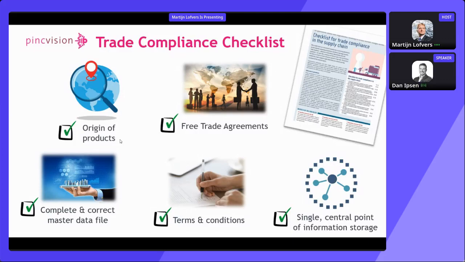If we jump one over to the right, for the free trade agreements, the statement in the checklist would read, we have online access to the latest free trade agreements at all times and make maximum use of the information. So again, this is a way of optimizing your ability to import into certain countries and save money by utilizing these free trade agreements.